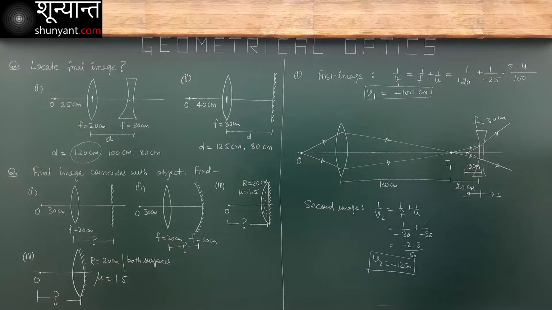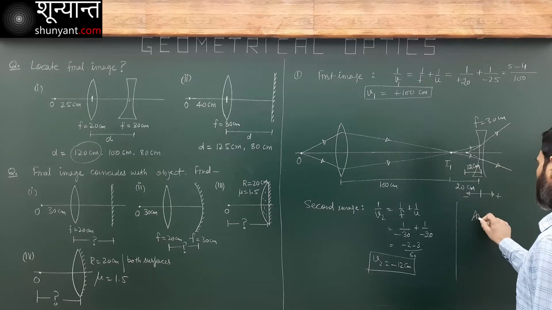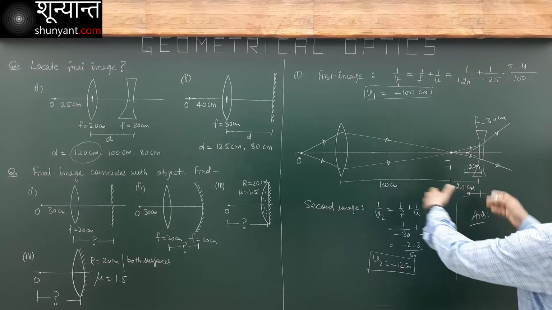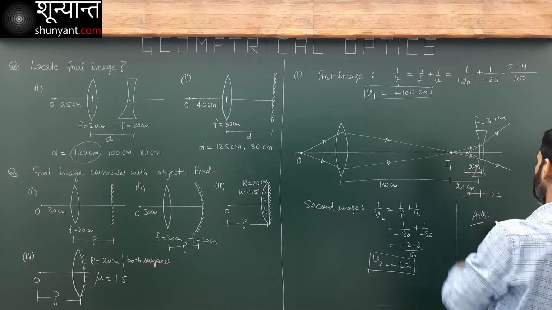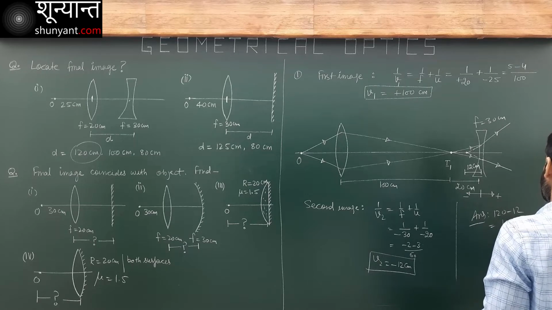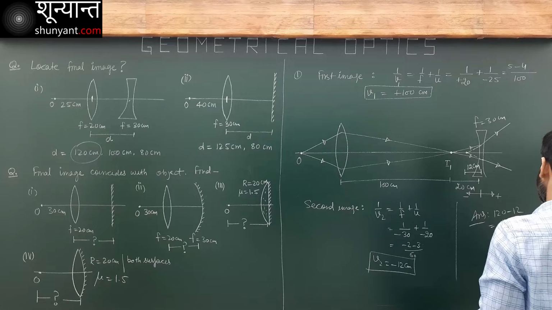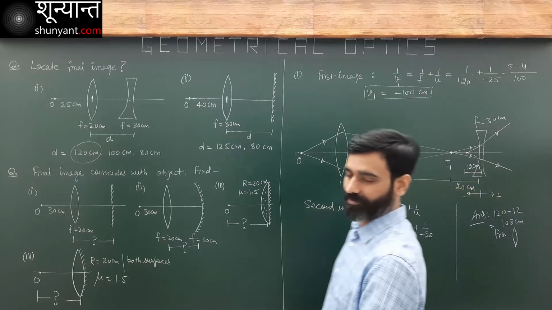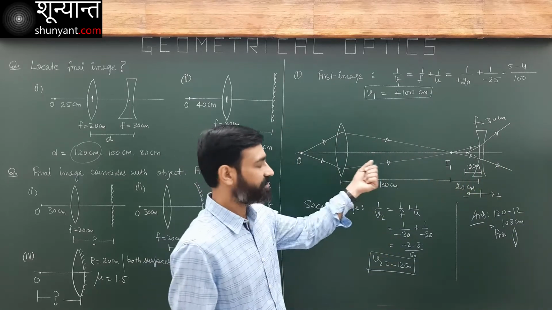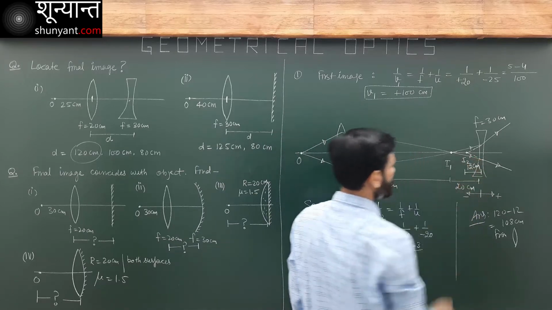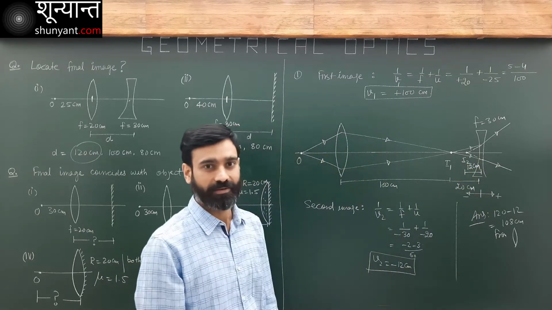So what is my answer? I have to locate it. This whole thing is 120 minus 12, 108 centimeter from the convex lens. This is the answer. Now what is the nature of the image? The first image is a real image. This is the second image. The second image will be virtual.